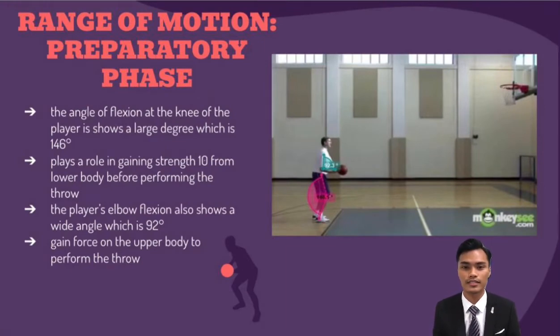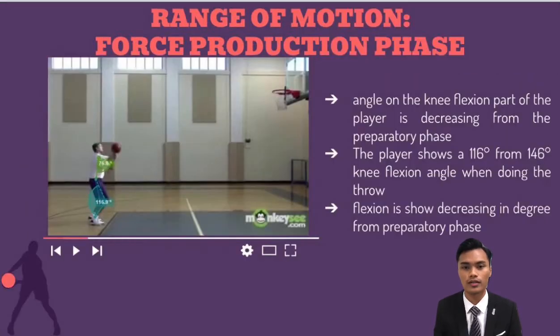During the preparatory phase, the angle of flexion at the knee of the player shows a large degree, which is 146 degrees, where the player's knee angle plays a role in gaining strength from the lower body. Apart from the knee, the player's elbow flexion also shows a wide angle, which is 92 degrees, for the player to gain force on the upper body to perform the throw.